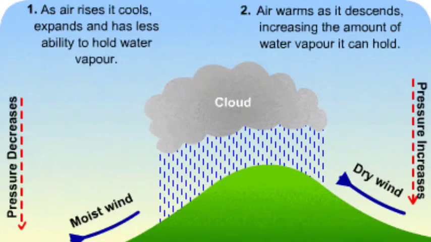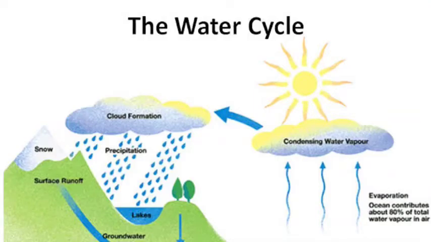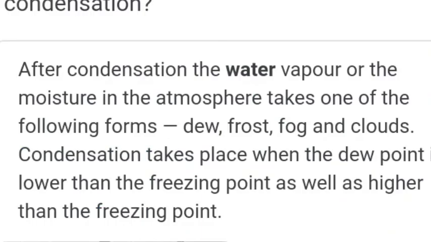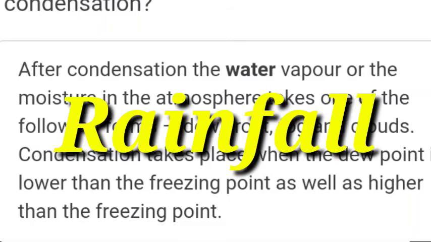In that we know there are different forms of condensation. What are they? Sometimes snowfall, hailstorm, dew, fog, snow. So many types of condensation take place on the ground. In that, mainly rainfall is also there.